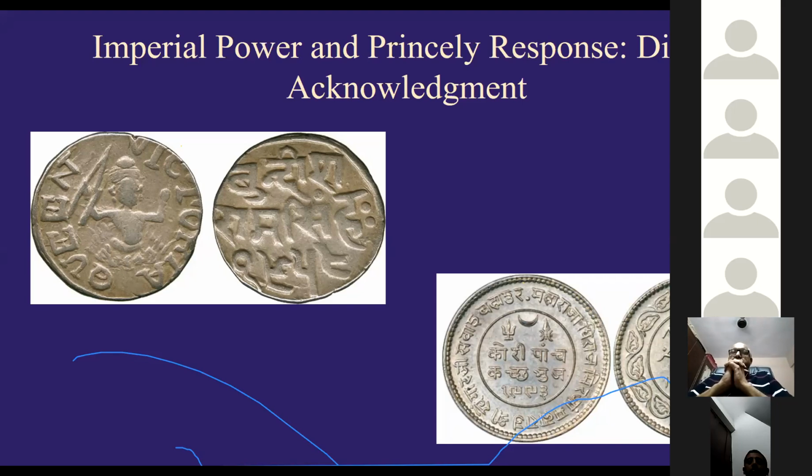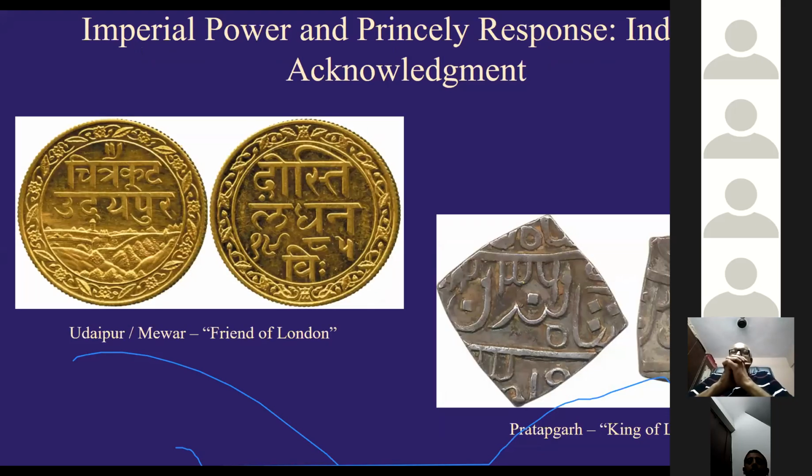That coins were issued in direct acknowledgement of the paramount or imperial power. The second way was to have this acknowledgement in a sort of indirect sense. So we have the inscription Dost-e-London or Friend of London on this coin of Udaipur, and also a similar acknowledgement of Shah of London, Shah London, and Dost-e-London. These are both examples of an indirect acknowledgement.